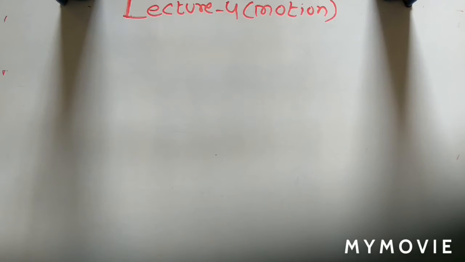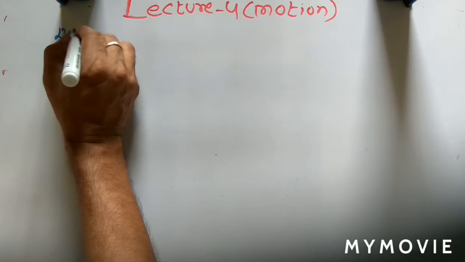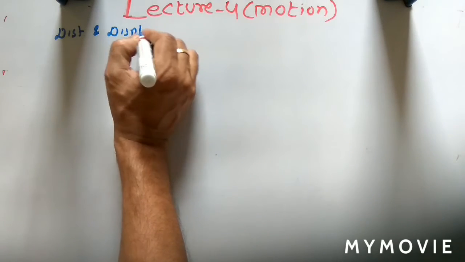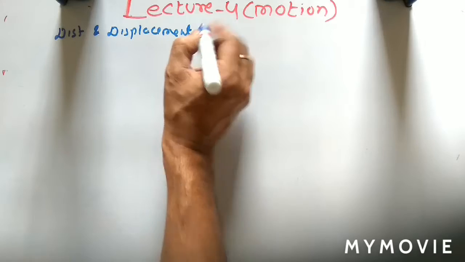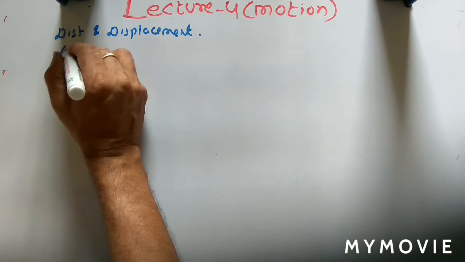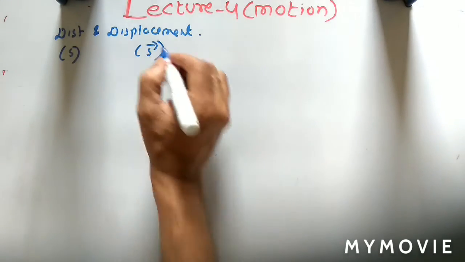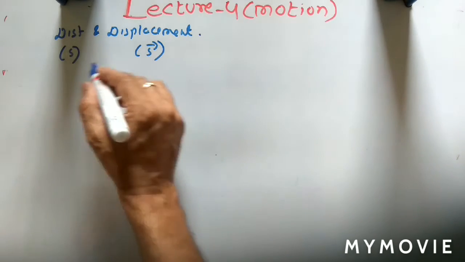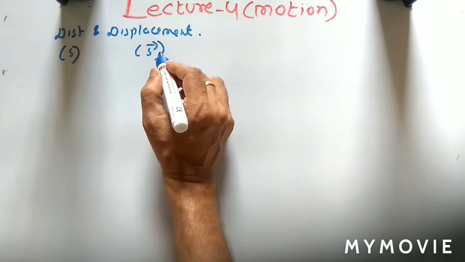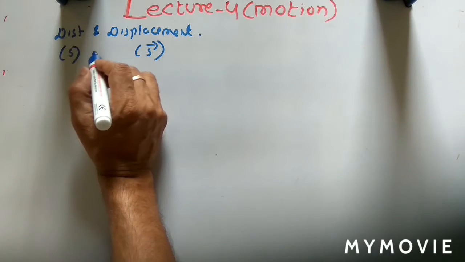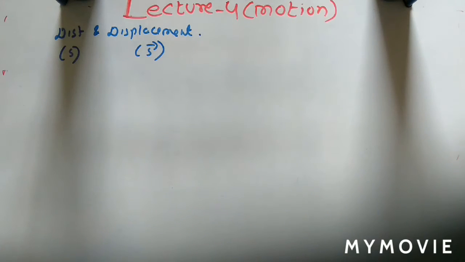So now we will start the straight line motion. We have already started it, and now we'll continue. We have already covered what distance and displacement are. Distance is represented by the symbol S, and displacement is represented by S with an arrowhead. Distance is a scalar quantity, but displacement is a vector quantity. The unit of distance is meter, and the unit of displacement is also meter.